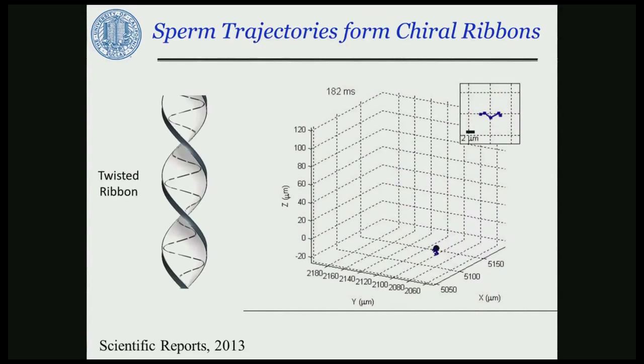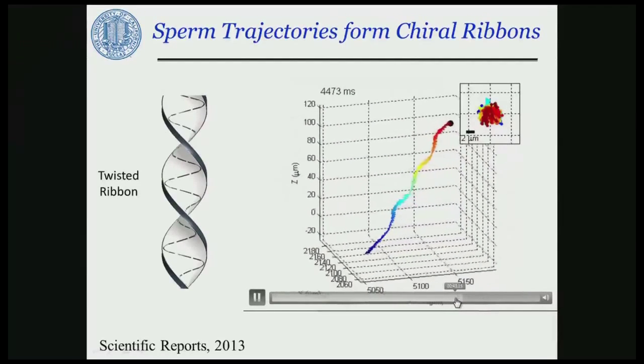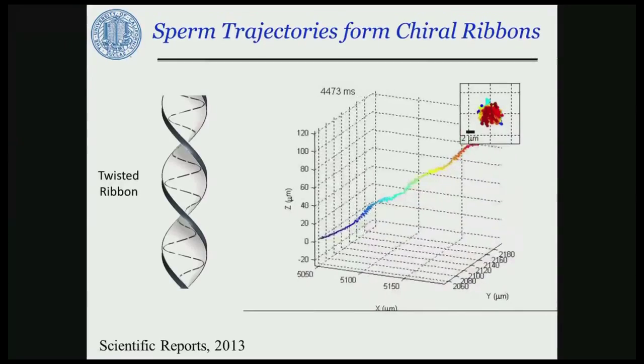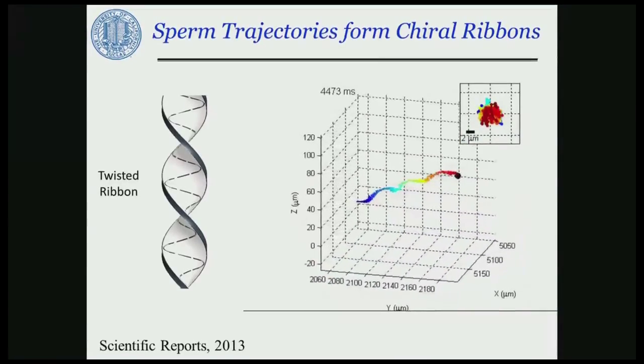This is another one. This is twisted ribbon. It's also beautiful. These are highlighting some of the powerful features of on-chip imaging for not only microscopy, but also for tracking motion. This one is also a great mathematical function.